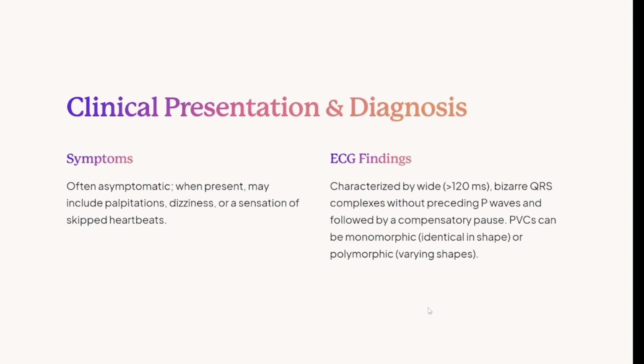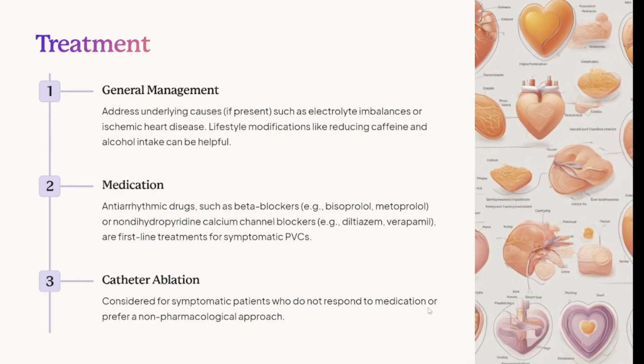C. Treatment. General management: address underlying causes if present, such as electrolyte imbalances or ischemic heart disease. Lifestyle modifications like reducing caffeine and alcohol intake can be helpful. Medication: antiarrhythmic drugs such as beta blockers, e.g. bisoprolol, metoprolol, or non-dihydropyridine calcium channel blockers, e.g. diltiazem, verapamil, are first-line treatments for symptomatic PVCs. Catheter ablation: considered for symptomatic patients who do not respond to medication or prefer a non-pharmacological approach.